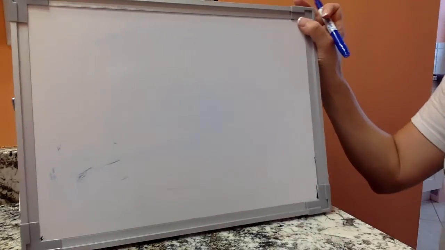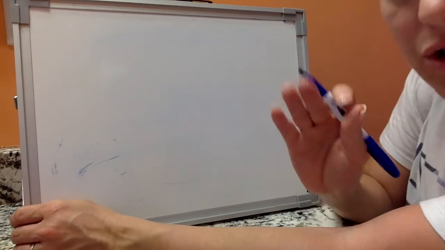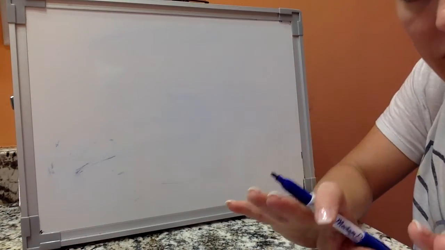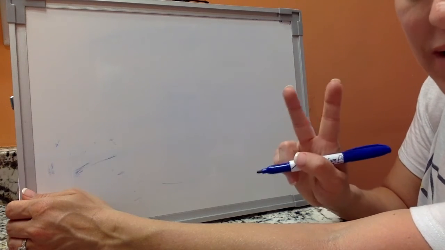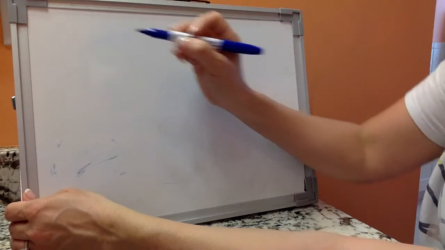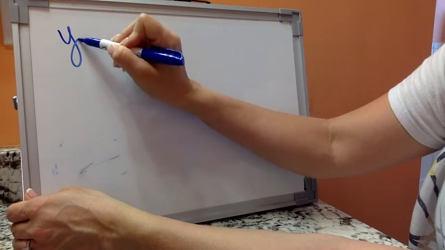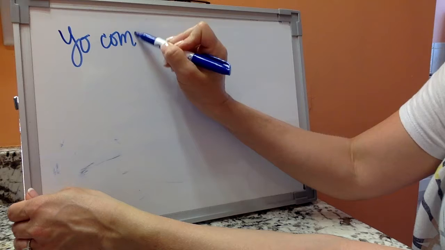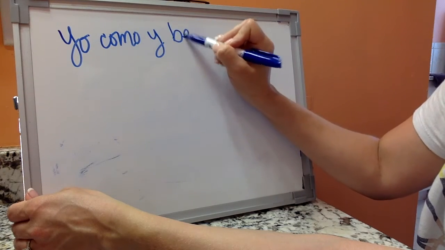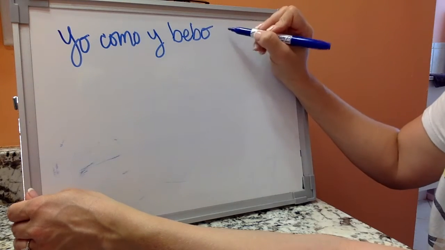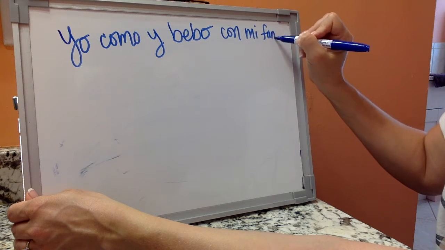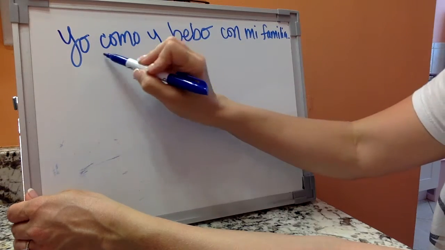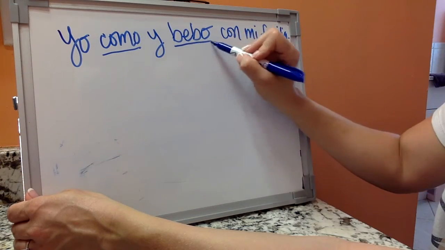And then another thing I want to review with you guys is that I want you to be very, very careful and remember that you cannot have two conjugated verbs in the same simple sentence, okay? So, for example, I could say, yo como y bebo con mi familia, okay? So I eat and I drink.